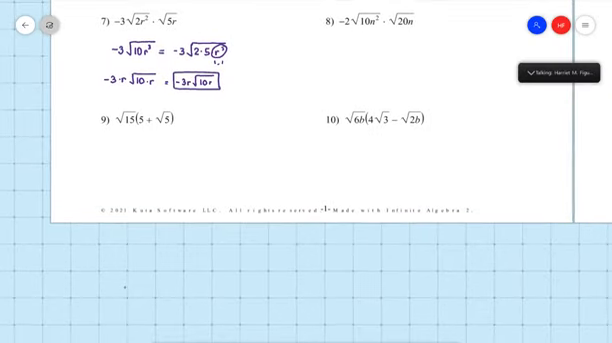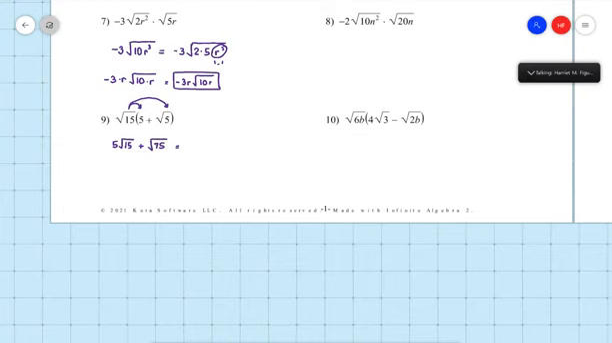Then on number 9, we're going to distribute that square root of 15. So we're going to make sure that it multiplies by both terms. So we end up with 5, whole number on the outside, square root of 15. So we treat our radicals like variables, remember? And then we multiply radicands by radicands. So 15 times 5 is 75.